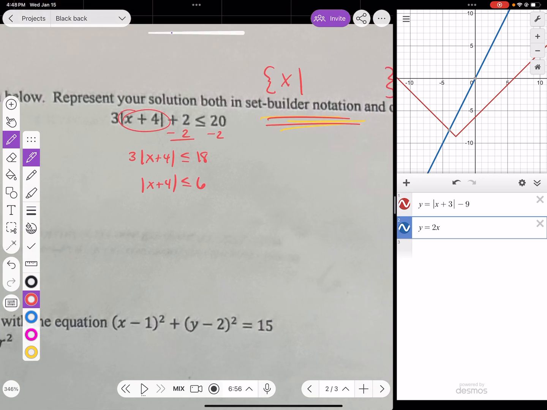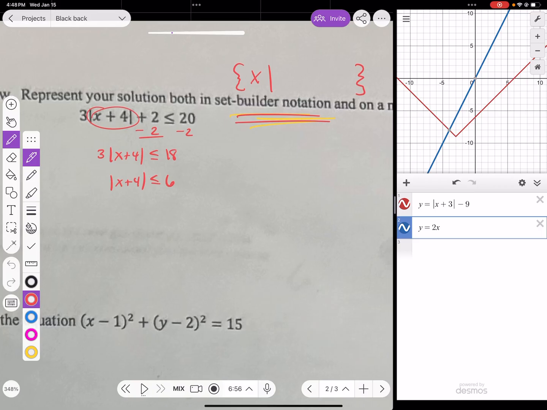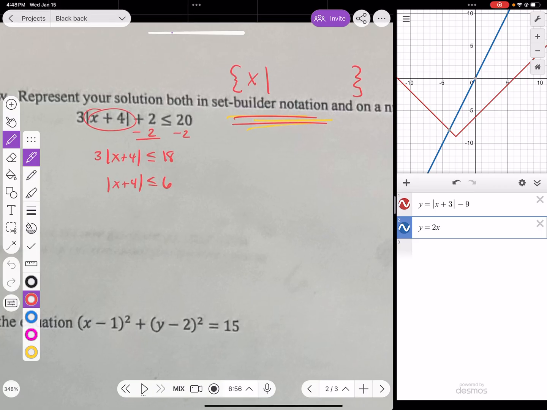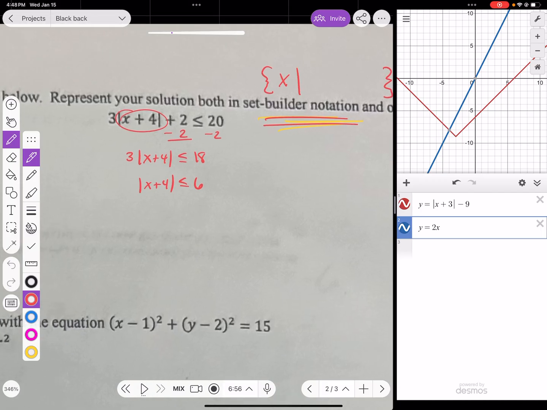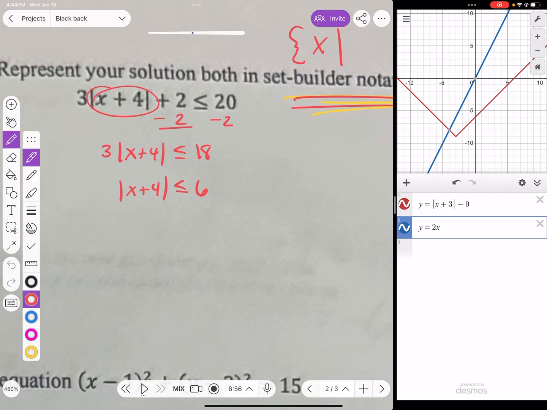All right, so I'll show you 2 ways to solve it. First, I'll solve it. Now, I won't solve it graphically for you.